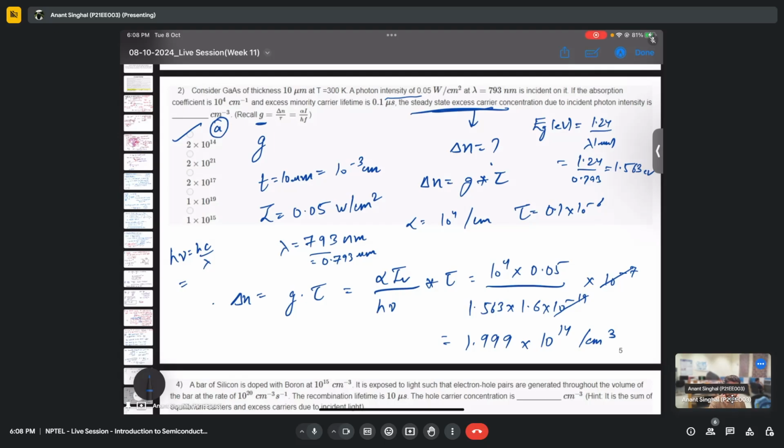I hope my calculations are correct in terms of power. So kindly cross check that. Is it fine?